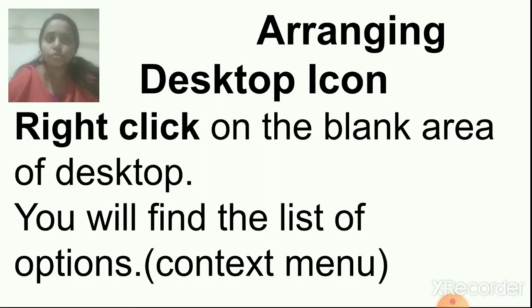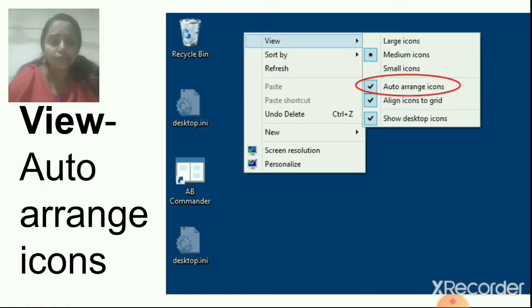Right button, you just simply click, you will get a list of options. Okay, this list of options is called the context menu. Okay, context menu. In this you can see on the screen, you will get options like this. In this you have to click on the view option.